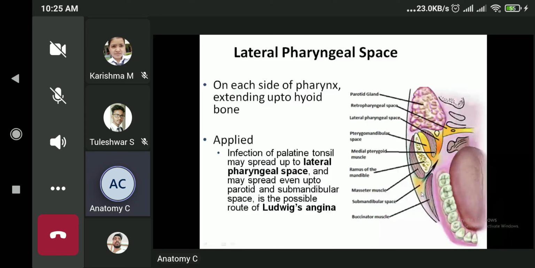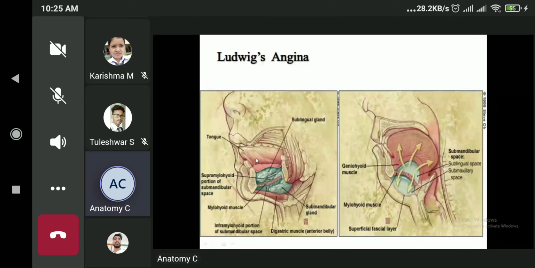So what is this Ludwig angina actually? Ludwig angina is cellulitis or inflammation of the submandibular space. See here, this one is the submandibular and this one is the sublingual. So from the lateral pharyngeal space, the infection may spread to the submandibular, sublingual, and other spaces around the jaw and pharynx.